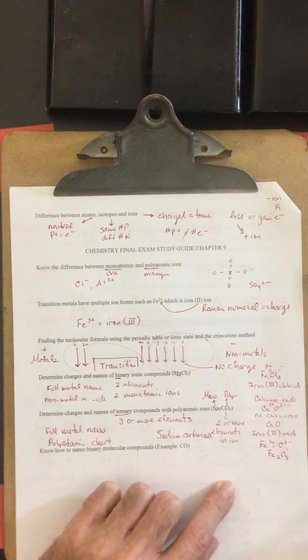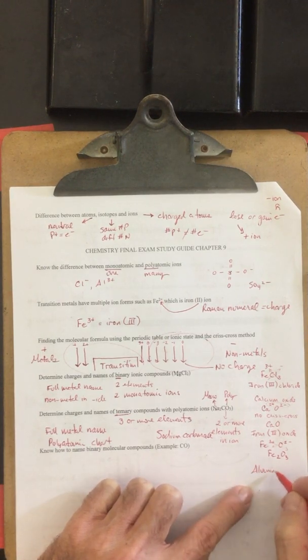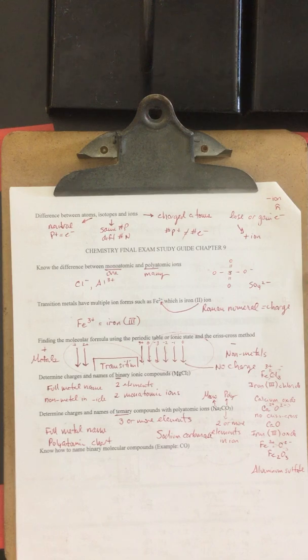Okay, so let's go ahead and do a couple of these. Let's say that we have aluminum sulfate. Can we come up with a formula for this? Please try to do this right now using the information that you have.